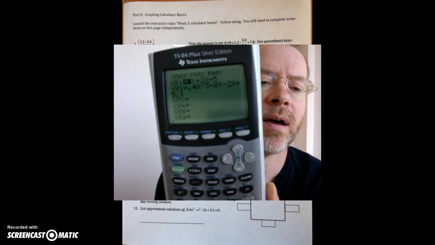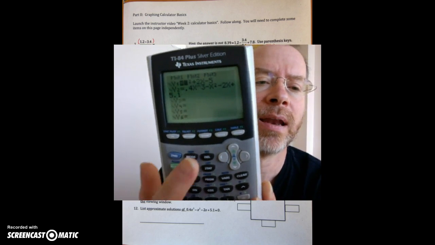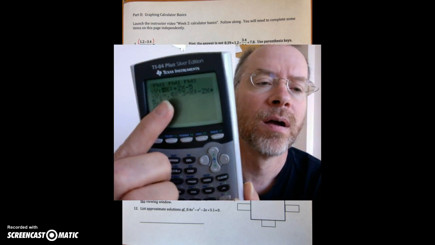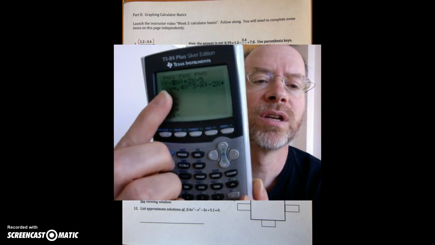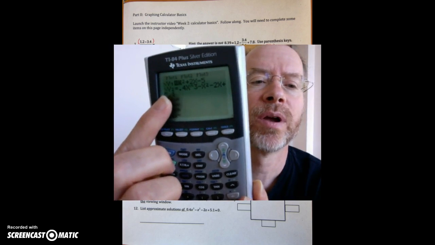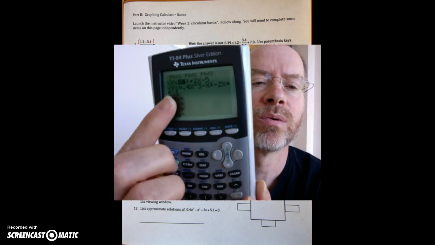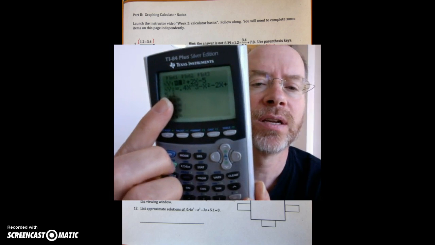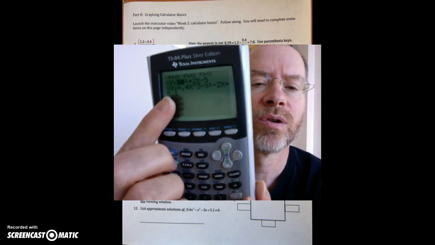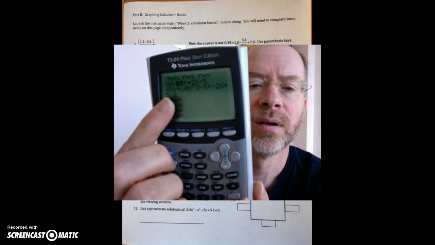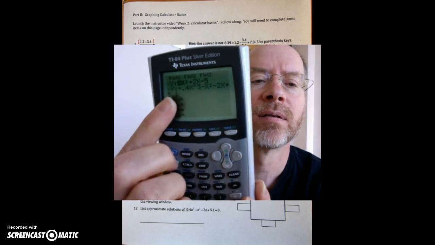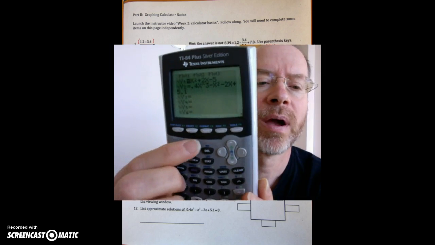Notice that I've got the equal sign highlighted right here. That means it'll show on the graph. I've got this other equation in here but no highlight, so that won't show on the graph. And I can change the highlighting by just moving the cursor over the equal sign and hitting enter. It toggles it on or off. Okay. So now I'm looking at my graph.